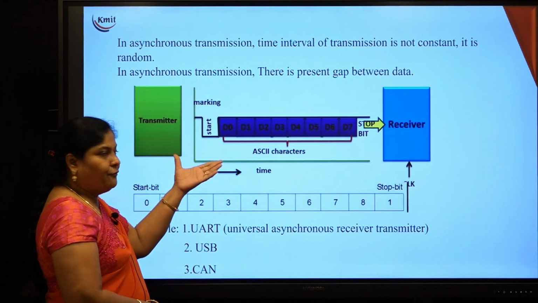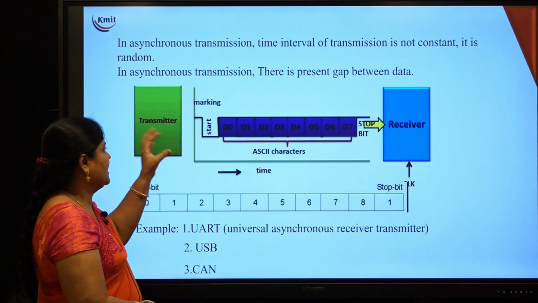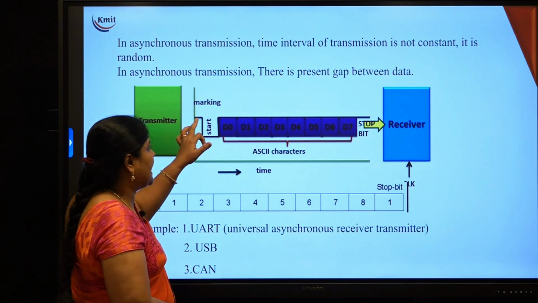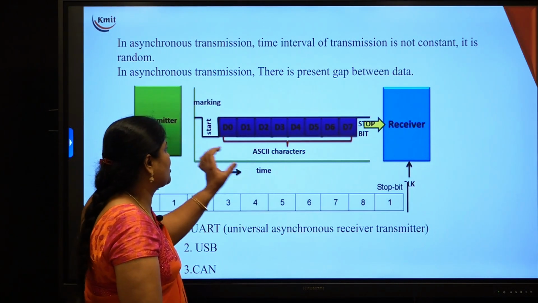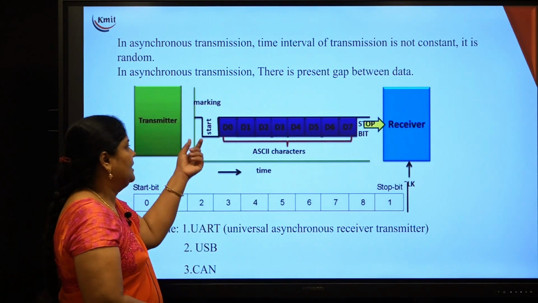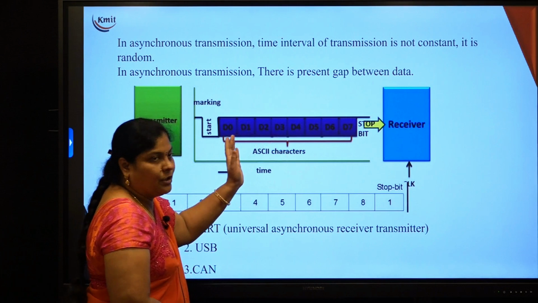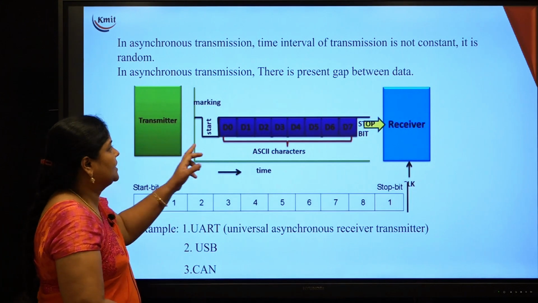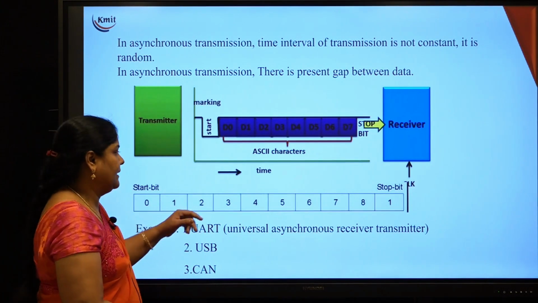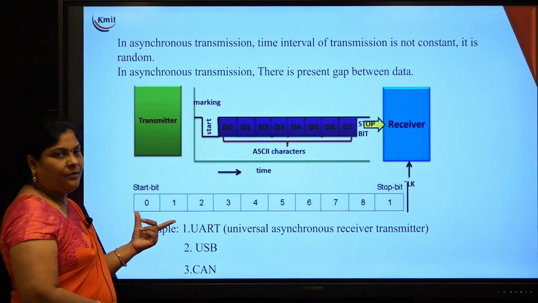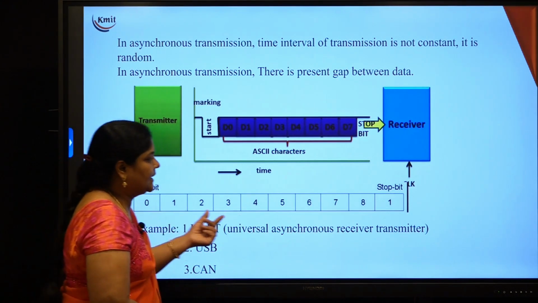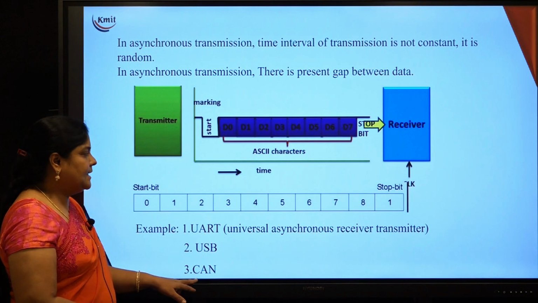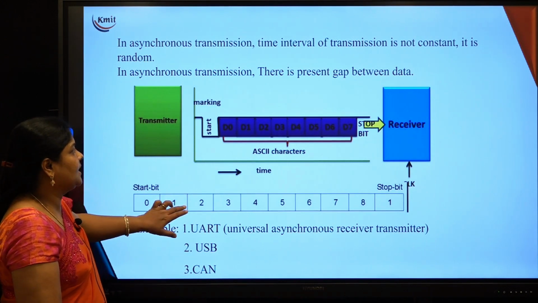If you see the diagram for asynchronous, there is a transmitter and a receiver, and you are transmitting the data. Whenever you start transmitting data, you have two bits called the start bit and the stop bit. Once you say start, the transmission begins, and the last bit is considered the stop bit. This is what we call the gap between the data. In the form of a frame, the start bit is 0, then the data is transmitted, then the stop bit is 1. Examples: UART, USB and CAN. So this is one type of serial communication model.